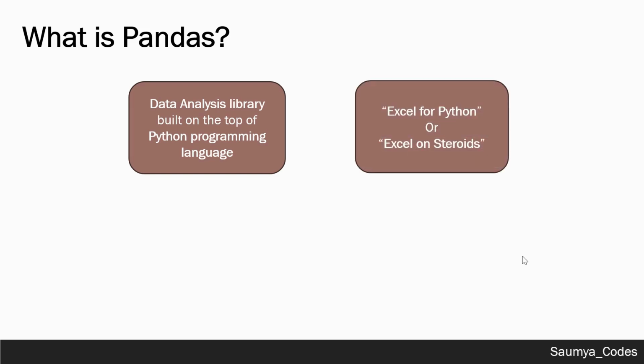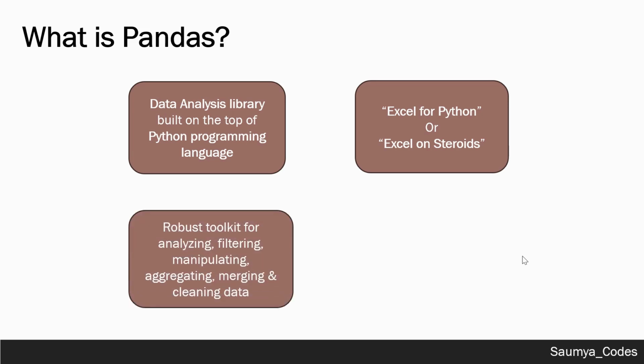Next one is Excel for Python or Excel on steroids. So Excel is the UI or spreadsheet software that gives us the complete UI to mold the data or shape the data, and Python is a programming concept. So we use end-to-end concepts and functions to write the code in Python. Next, Pandas is a robust toolkit for analyzing, filtering, manipulating, aggregating, merging, and cleaning the data. So in Python, we perform all the analysis, filtering, merging, and cleaning of the data using Python functions.